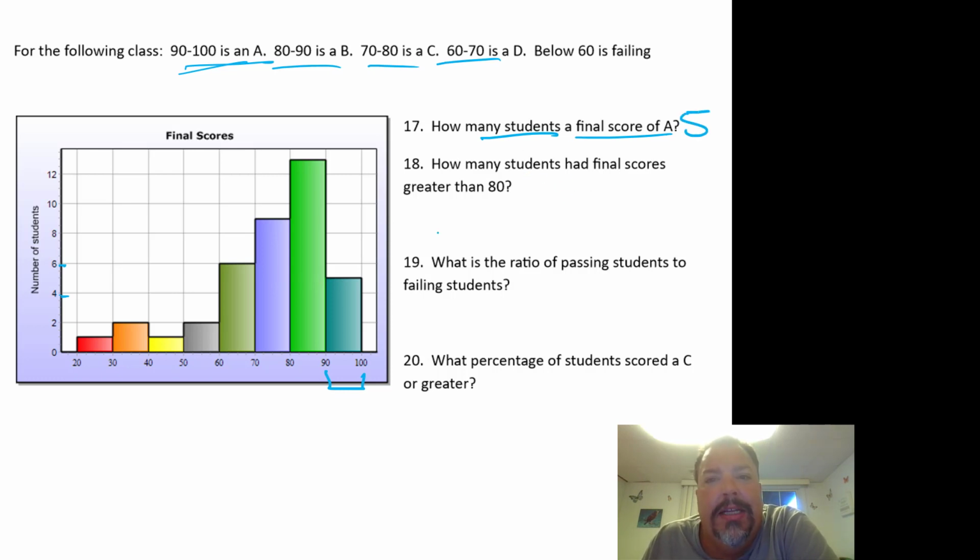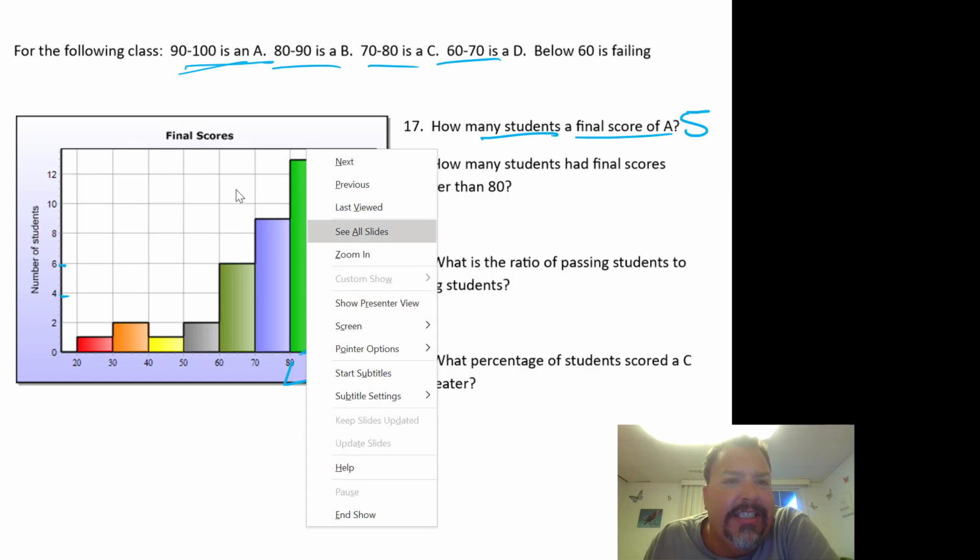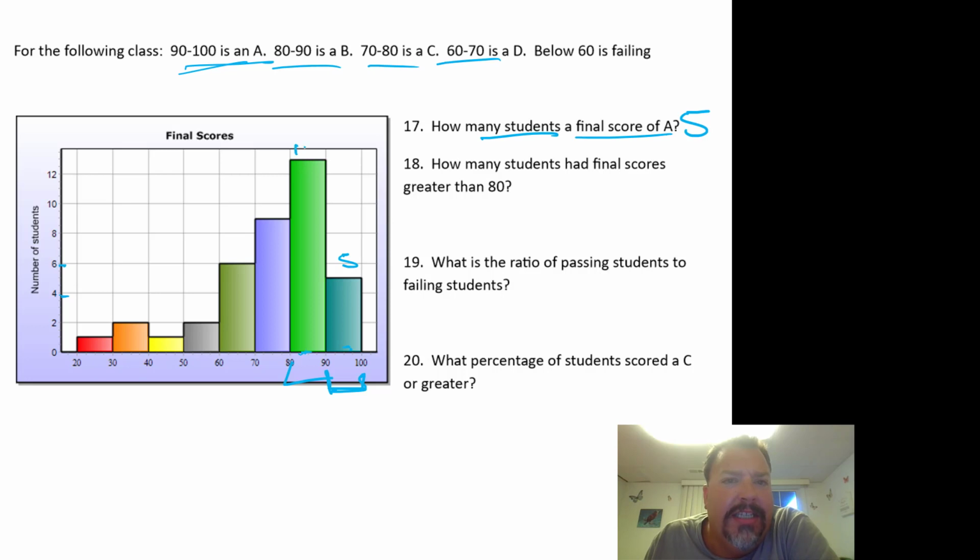How many students, and maybe we'll just make a note of that up here, so that's 5. How many students had a final score greater than 80? Well, that's going to be 80 to 90 and 90 to 100. So it's going to be both of these bars. So the 80 to 90, that's above 12, so that's going to be at 13. And we already have the 5 here, so that's a total of 18 had a score higher than 80.